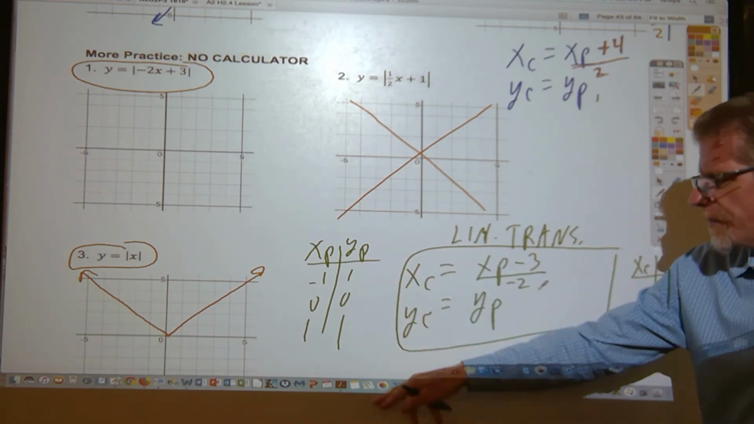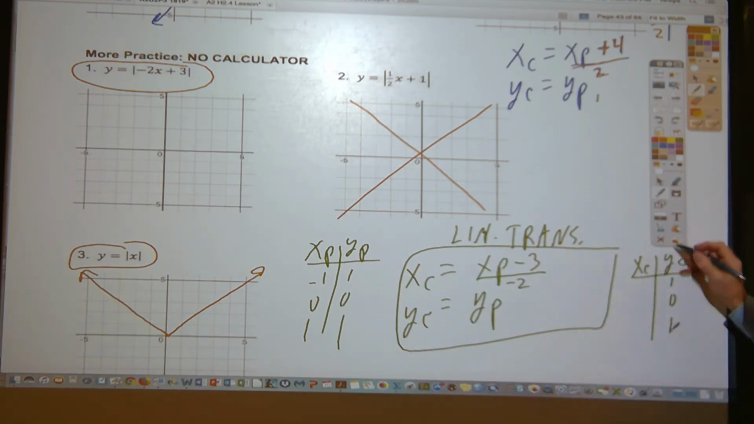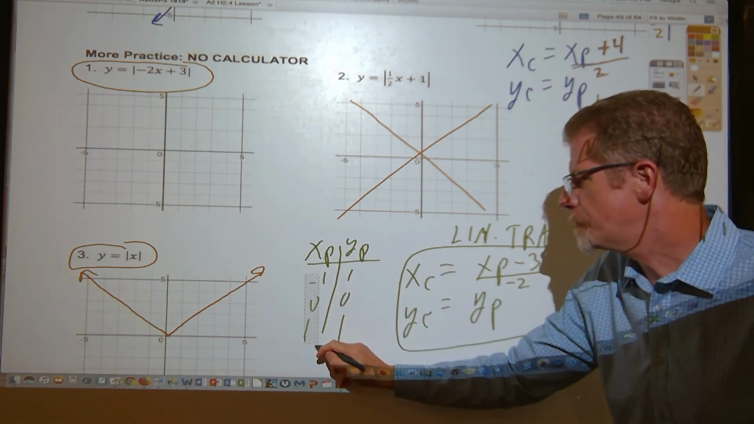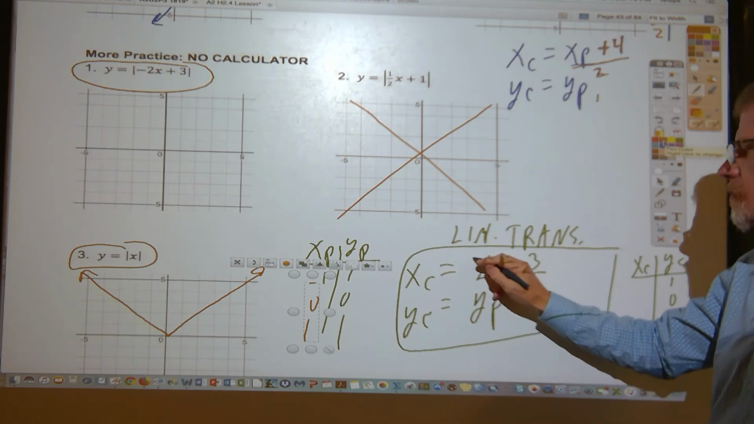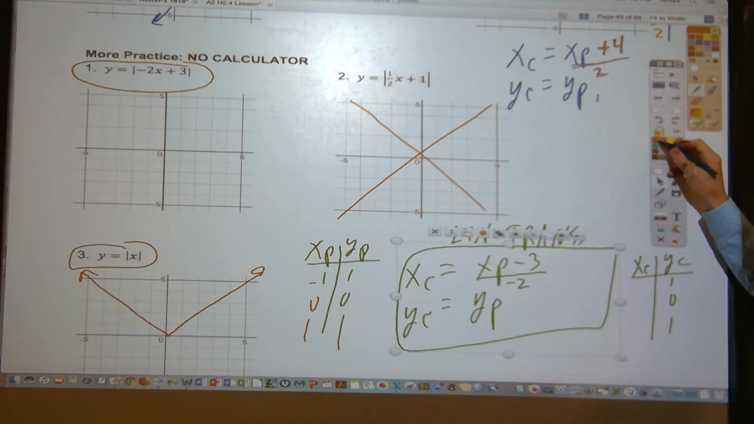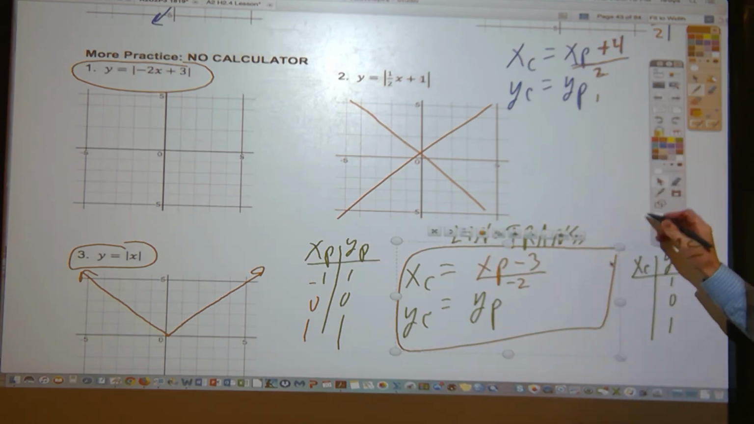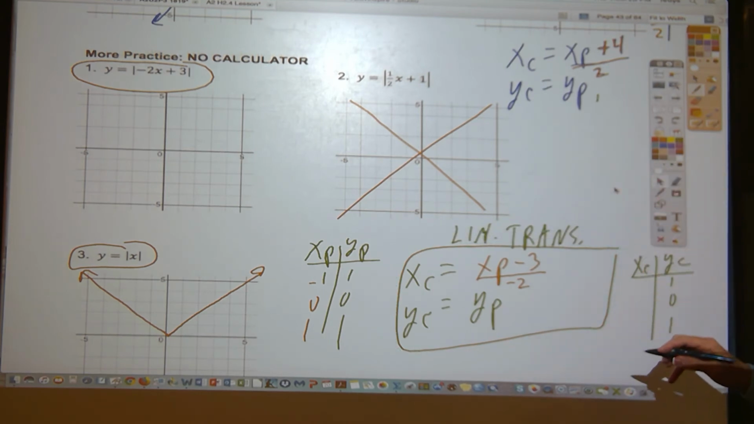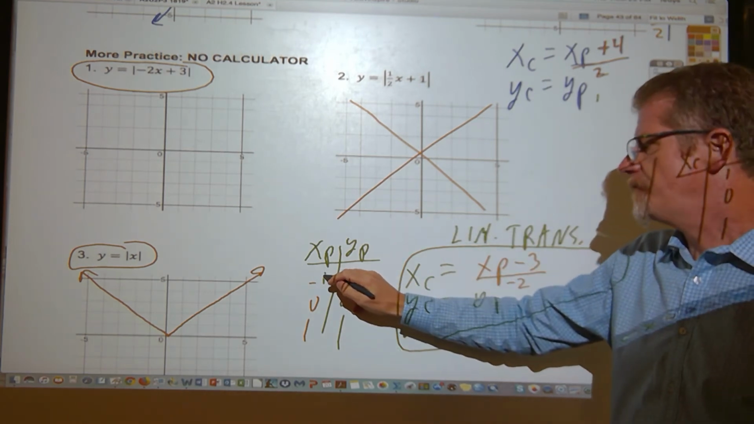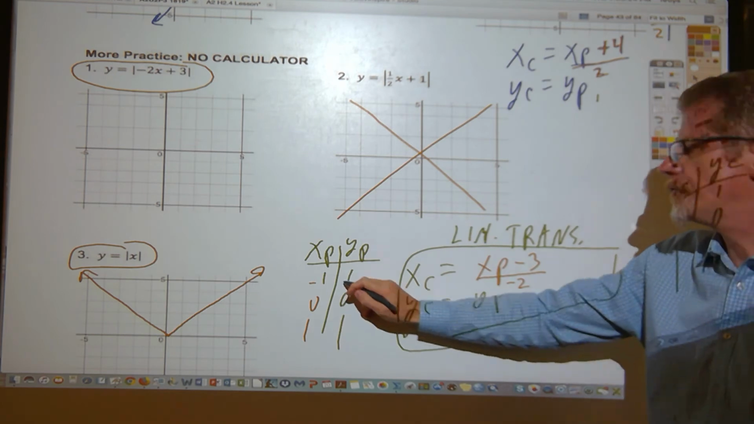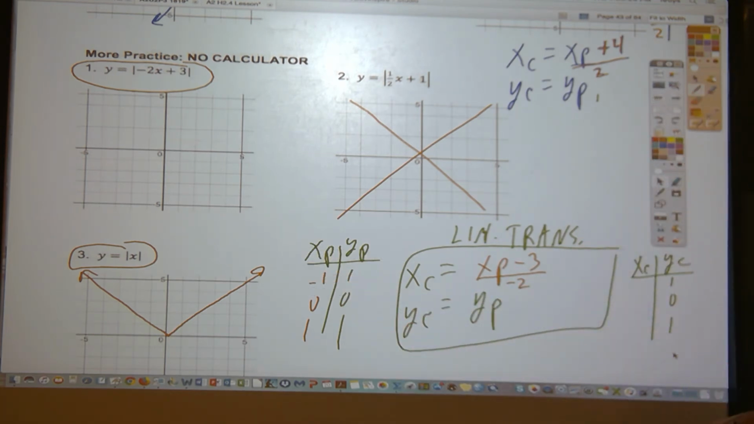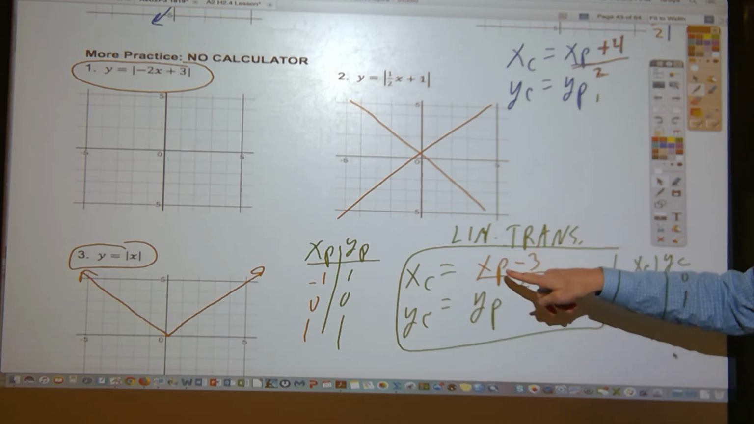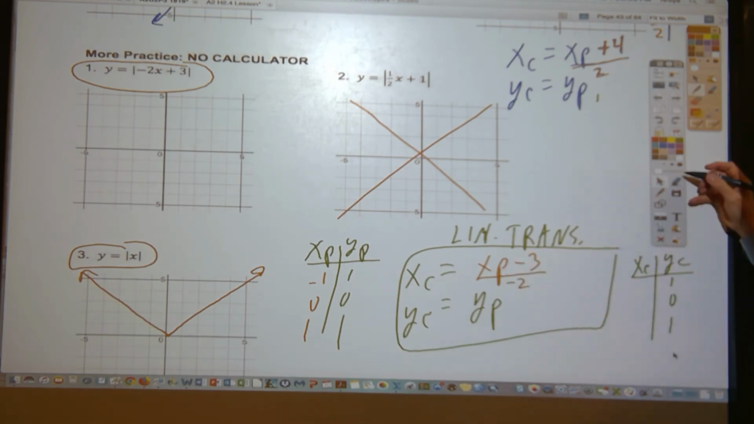Notice that nothing's happening to the y values: 1, 0, 1. But the orange x parent values are going to be transformed according to this equation, which I will put in orange also. Put that back to green. But if you haven't already, transform all three of these x parent values to x child values using the rule: x parent value, subtract 3, divided by -2.